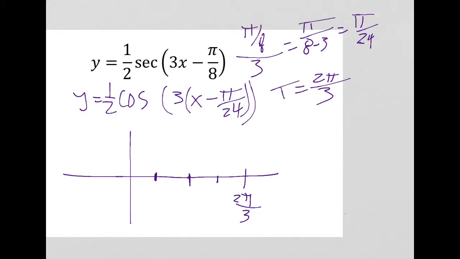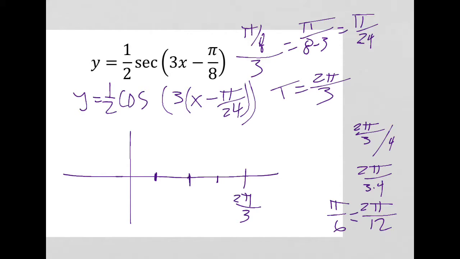Now, I need to figure out what the value of one of those quarters is, so I need to take 2 pi over 3, and I need to divide it by 4, which again is the same as 2 pi over 3 times 1/4, which is 2 pi over 12, or if you like it, pi over 6. So I've got pi over 6 right there. I've got 2 pi over 6, which is pi over 3, and then I've got 3 pi over 6, which is pi over 2. So these are kind of interesting units we have here.